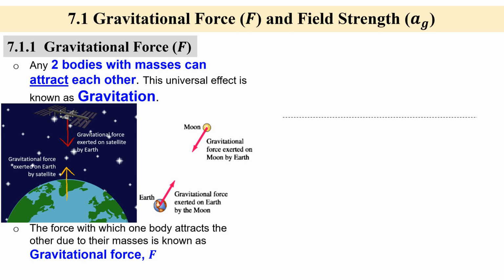Let's start with 7.1, gravitational force and field strength. Any two bodies with masses can attract each other. This universal effect is known as gravitation. The force with which one body attracts the other due to their masses is known as gravitational force. The symbol that we use for gravitational force is capital F.